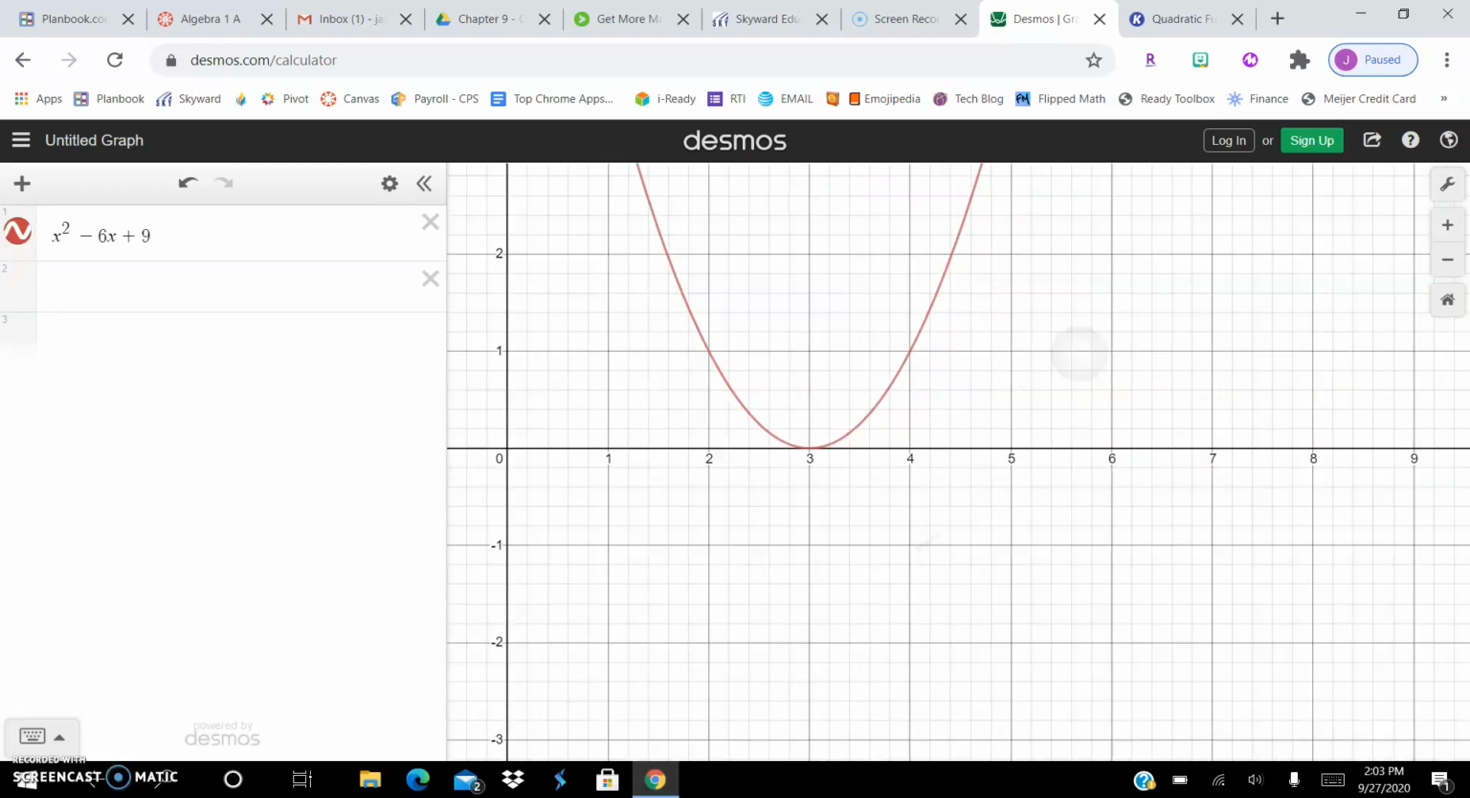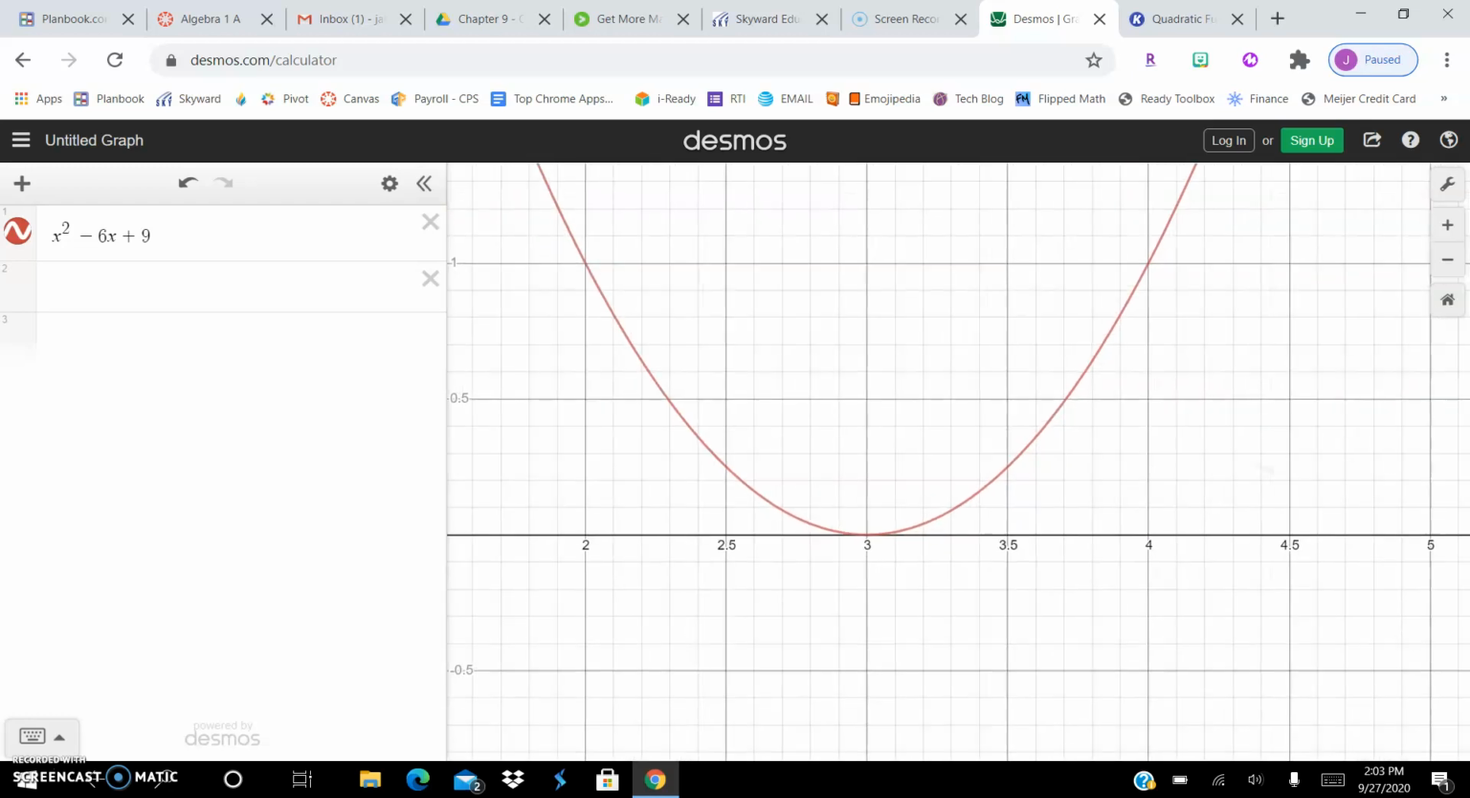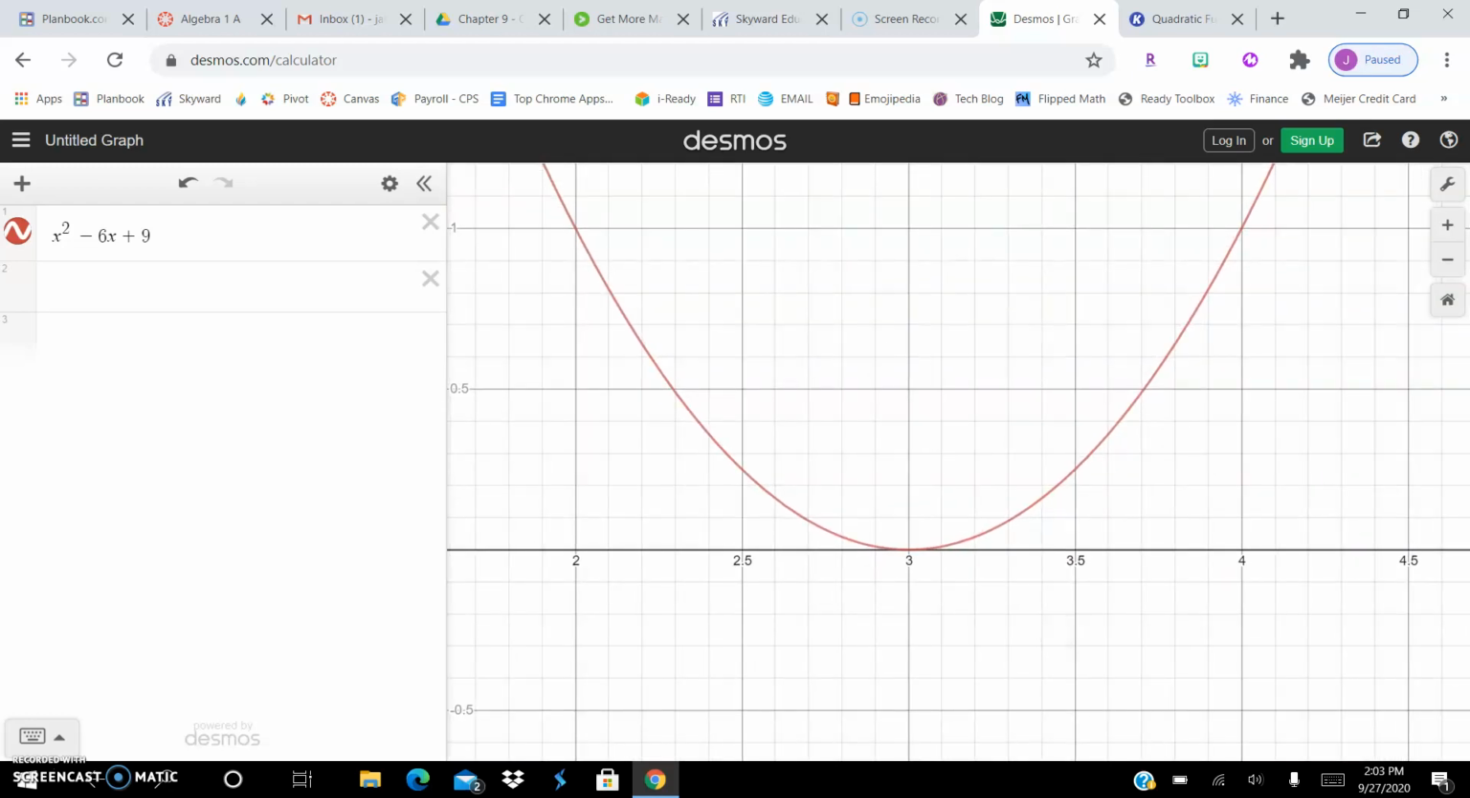And then we can look at our graph. And I'm zooming in here. And where this one is only crossing one point, it's really not even crossing, it's sitting on, and it's sitting on right at 3. So this problem has one answer, and that answer is 3.